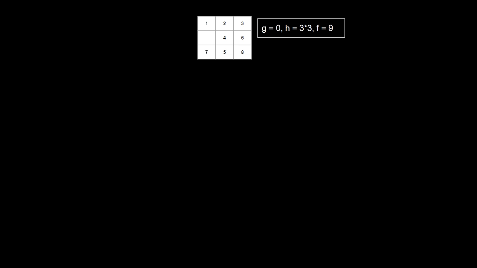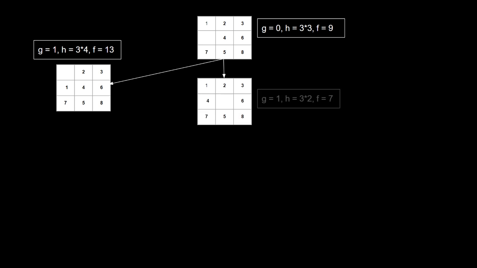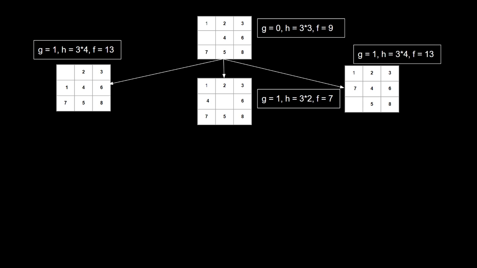Here we have the starting slide puzzle configuration. The starting G score is 0 as the depth is 0, or the number of moves made to reach this configuration is 0. The heuristic is 3, as tiles 4, 5, and 8 are out of their goal positions. The F score comes to be 0 plus 3 into 3 equal to 9. From here we can move the empty tile in 3 directions: up, down, or right. On moving the tile right, we see that we get the lowest F score, that is 7.